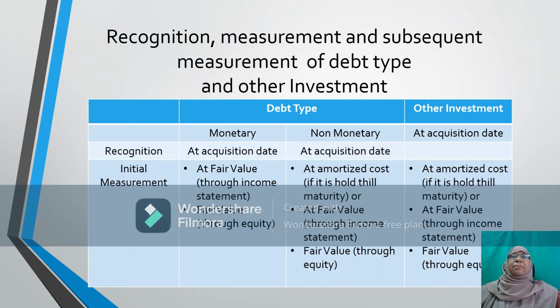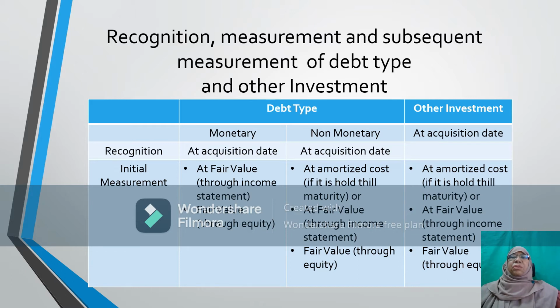Under debt type, there are two categories. One is monetary debt type. The other one is non-monetary debt type. For monetary debt type, recognition will be done at acquisition date, whereas the initial measurement will be at fair value through income statement or at fair value through equity, depending on the contract. And for non-monetary investment, recognition is still at acquisition date, but for this particular debt type, the initial measurement can be any of the three.